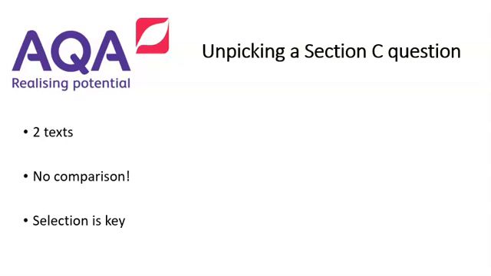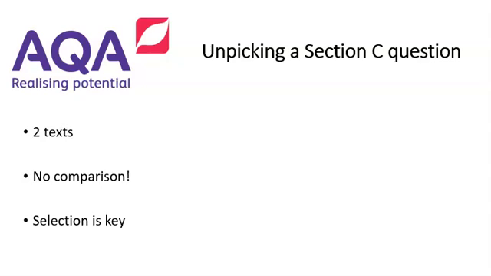However, Section C questions on both papers are similar in that they both have two texts. So you need to be really selective about what you use from those texts. It's important to remember that there is no need to compare these texts at all. That is not what the exam board wants you to do. You've been studying these texts for a very long time, you know them really well, you probably want to write about absolutely everything you know, and that's not a good idea. You need to select the best possible moments and examples so that you can get the best possible response.